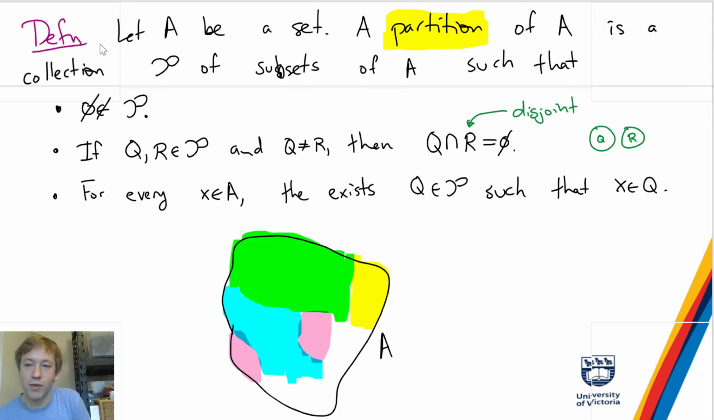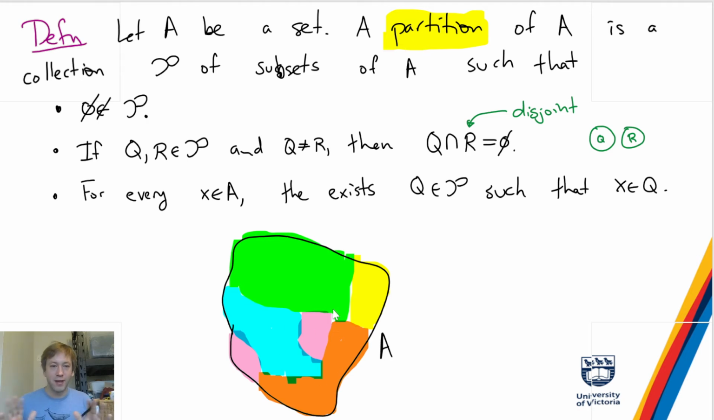And let's say you've got an orange set. So basically the idea is, these sets are all supposed to be disjoint. I know that in my picture I've sort of overlapped them, but there should be no overlap between the sets, and they have to cover all of A.